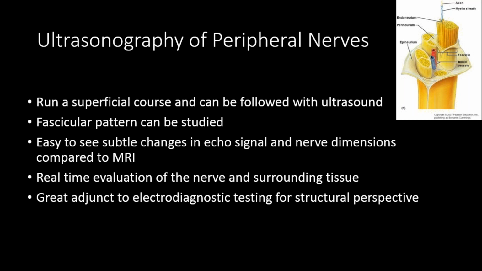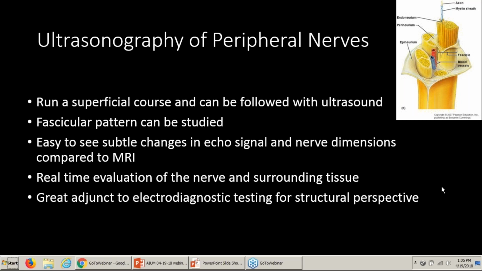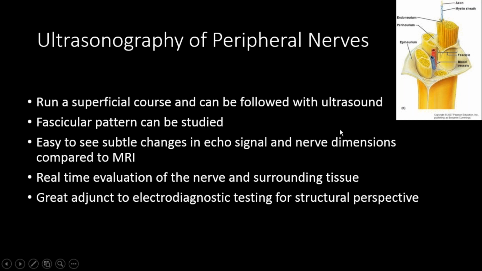And it is a real-time evaluation, so we are looking at the nerves and the surrounding structures, and you can also talk to the patient and have a clinical correlation of your findings right then and there. And it is a great adjunct to EMG NCS studies for peripheral nerve, and you get a great structural perspective about the type of nerve injury or nerve entrapment.